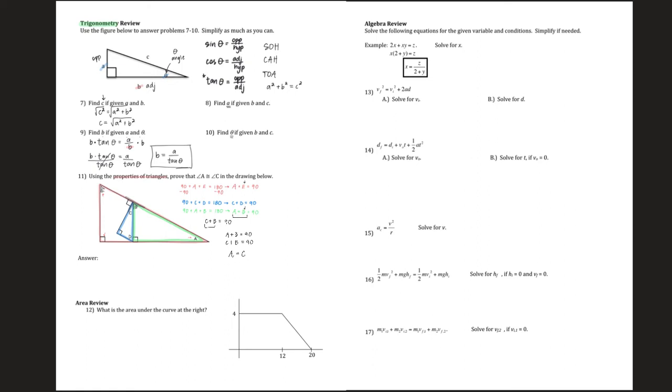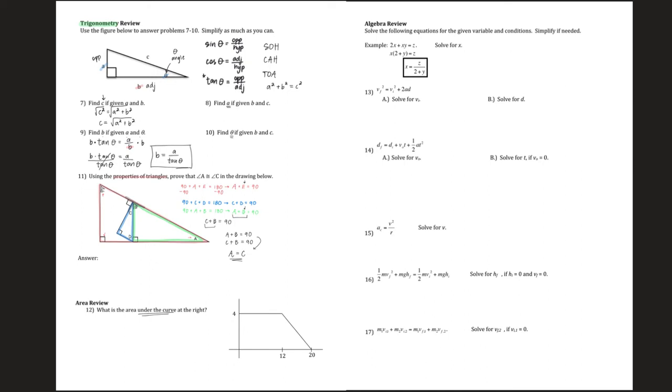Let's say B is 45 degrees. It's not, but let's say it is. Then A plus 45 is 90. C plus 45 is 90. That means that they have to be equal. Okay? So in your own work, I want you to write a little bit more as to how we made that jump to know that A equals C. Provide a little bit more explanation there.